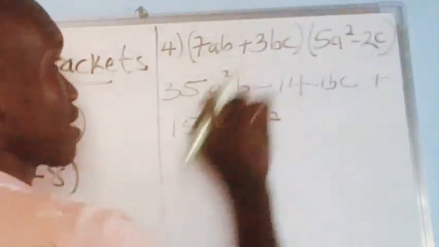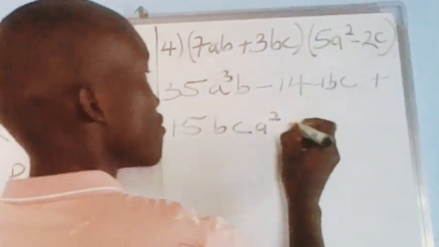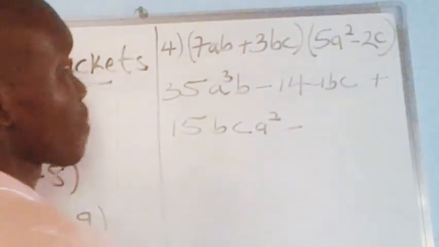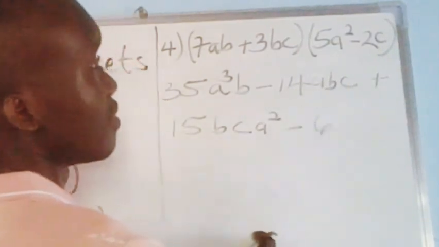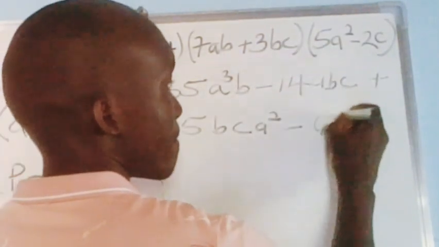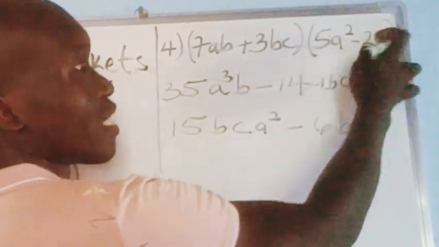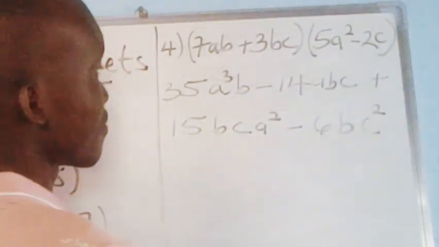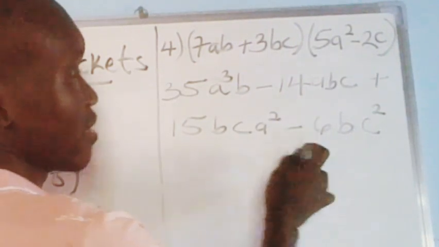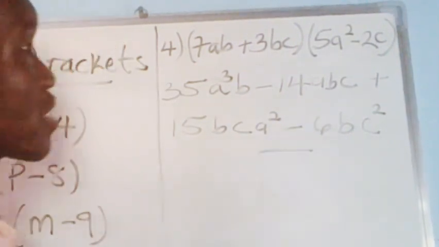We go to the second one. Positive times a negative will be negative. 3 times 2 will be 6. We bring the b along. C times c will be c squared. We cannot simplify this any further, so this becomes our final answer.